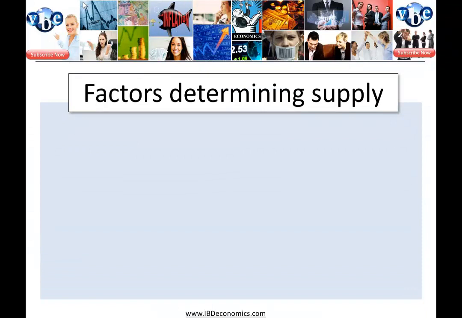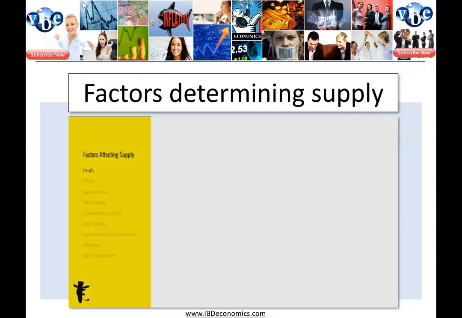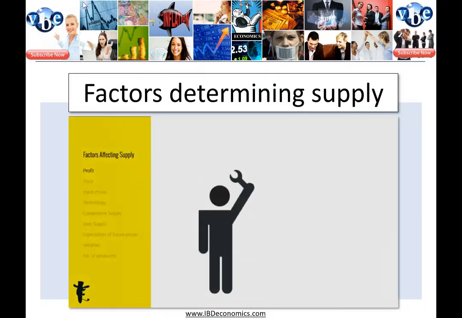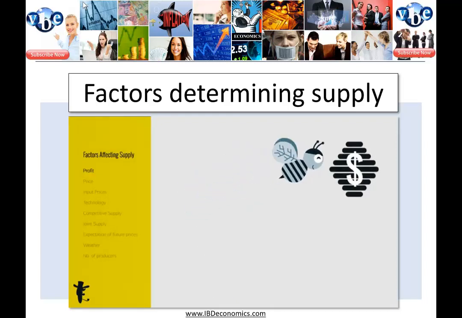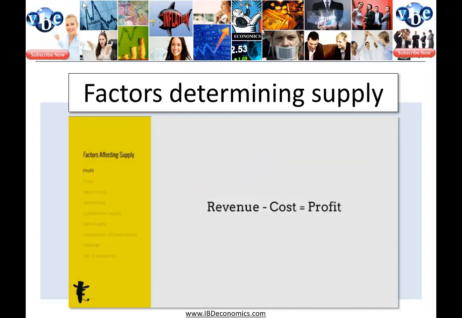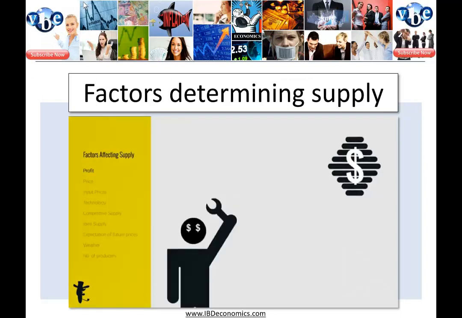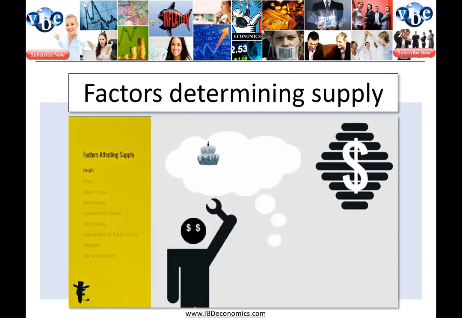And just like there were various factors that would determine demand, there are factors that determine supply. Let's imagine we're all producers and think like producers. We love profits like bees love honey. Revenue minus cost gives us profit, so anything that increases profit will make us produce, produce, and produce. Money, money, money.